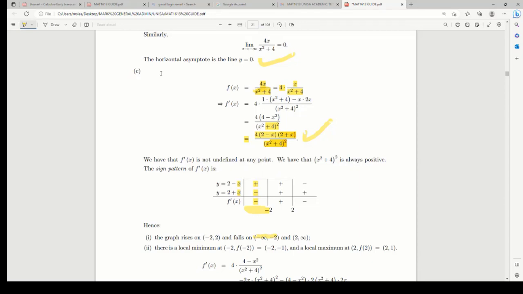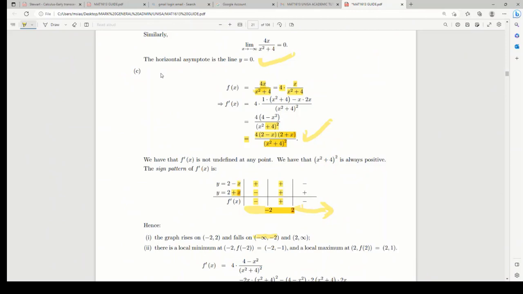Right. Then if you look at the interval minus 2 to 2, that open interval, and you take any value there, let's take the value 0, it lies in that interval. 2 minus 0, well, it's a positive. 2 plus 0, well, that's a positive. And then the whole function f prime of x is positive. And in the same manner, we look at the interval 2 to infinity. Sorry, guys, 2 to infinity. We take a value, let's say 3.